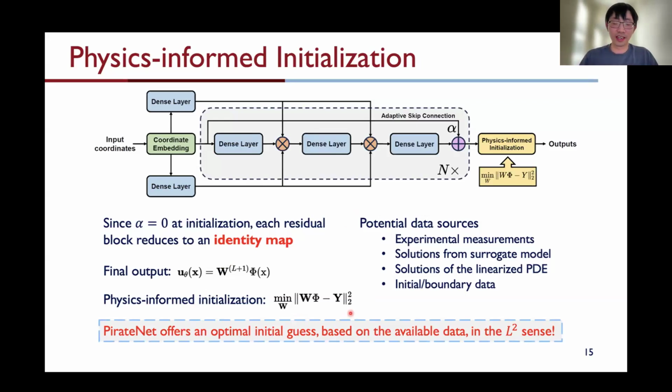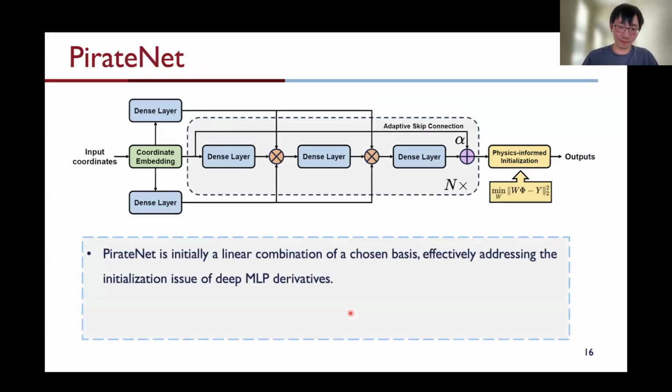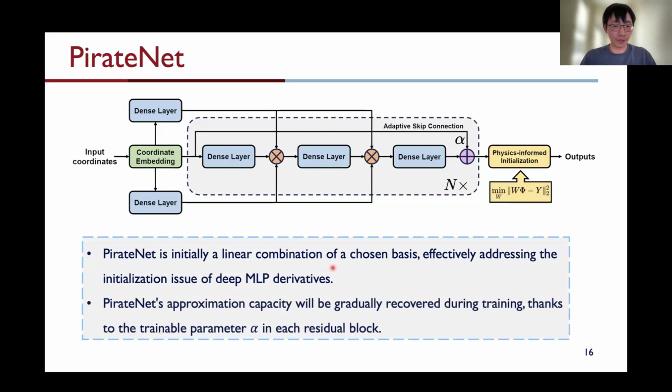As a summary of this architecture, this ParaNet is initially a linear combination of a chosen basis. Then it's a very shallow network, right? So we avoid the initialization issues of deep MLP derivatives. And then this ParaNet's approximation capacity will be gradually recovered during training because those nonlinearities alpha are trainable. During training, once these alphas become non-zero, those residual blocks will play their roles.